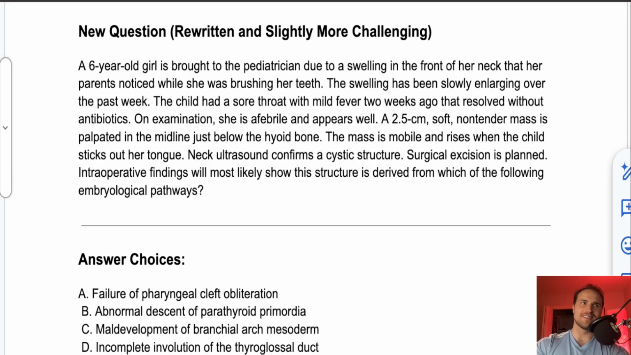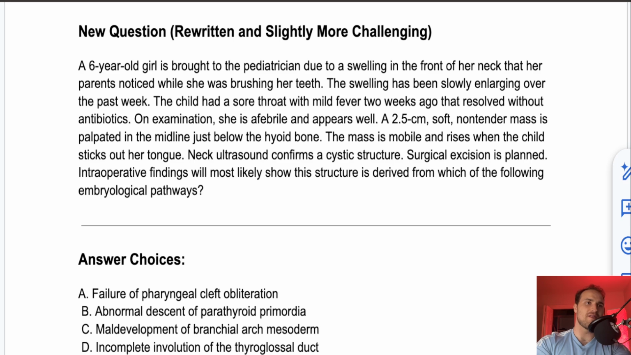Let's talk about this one. It's a tricky Step 1 question. Where does the thyroid come from? Well, in embryonic development around the 4th week, you get the thyroid gland, which starts as a little patch of cells at the base of the tongue in a spot that's called the foramen cecum. And this spot is between the anterior 2/3 and the posterior 1/3 of the tongue.